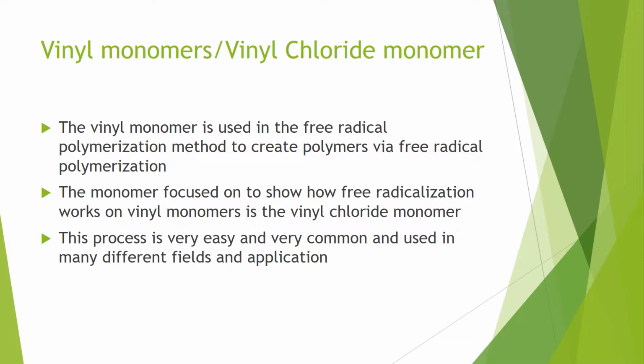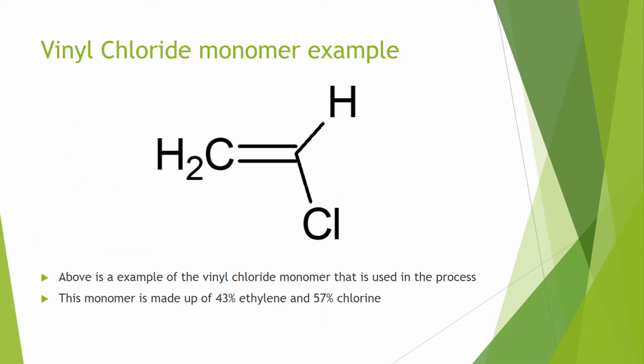simplest to understand. This process is very easy and very common, and it's used in many different fields and applications due to its easiness and its efficiency and just overall how cheap it is to turn the vinyl monomers into a polymer. Here is an example of the vinyl chloride monomer that we have been talking about. The monomer is made up of about 43% ethylene and 57% chlorine.